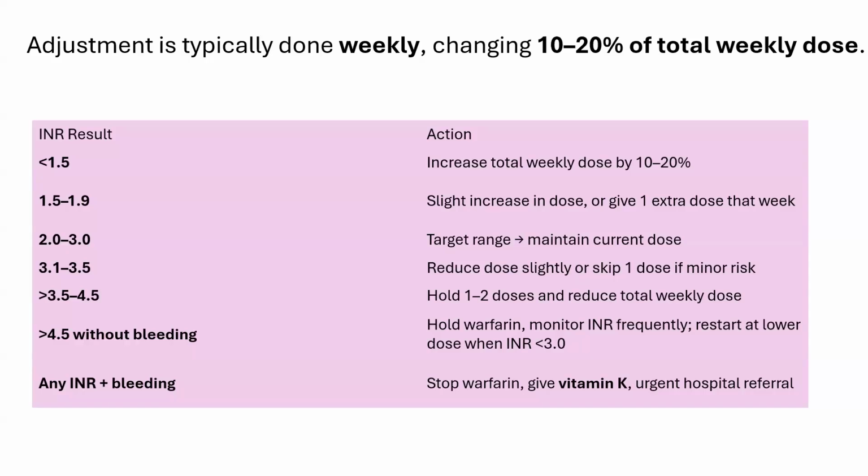Then if it's between 1.5 to 1.9, then slight increase in dose. So we just give one extra dose that week. Then if it is between 2 to 3, of course, that is the target range, and we maintain the current dose. And if it is higher, of course, we reduce the dose slightly or skip one dose if there is minor risk. That is how we have to adjust the doses, and the dosing adjustment is done weekly. And ultimately, we obtain an INR of between 2 to 3.